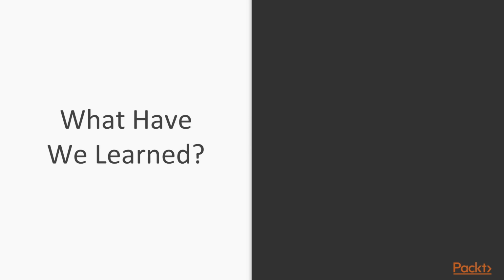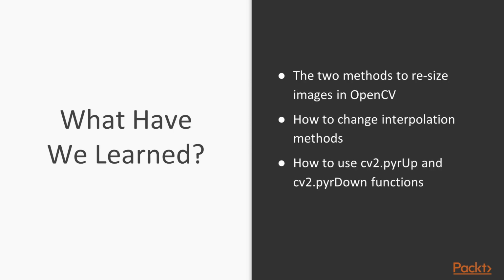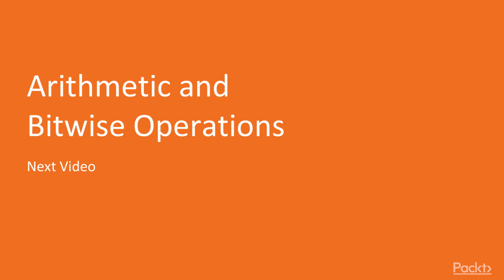Now just to summarize what we've learned in this video. You've learned the two different methods to resize images in OpenCV. Just to reiterate, that is the fx/fy method, or using the dsize argument to specify the actual dimensions of the output resized image. You've learned how to specify different interpolation methods. You've also used the pyramiding functions, cv2 pyrUp and pyrDown, and you've learned a very important tool, which is how to crop images. So now let's move on to arithmetic and bitwise operations.